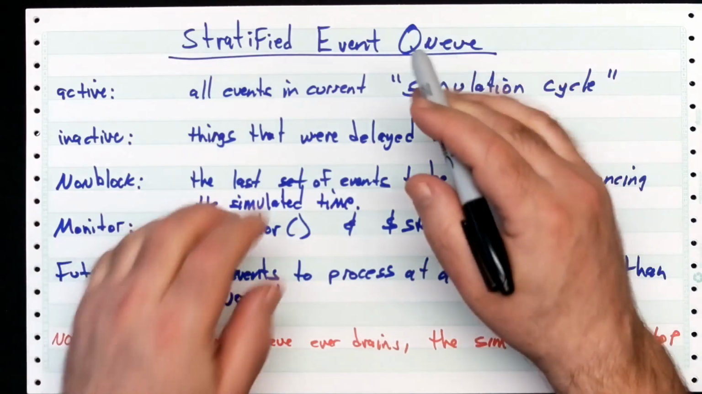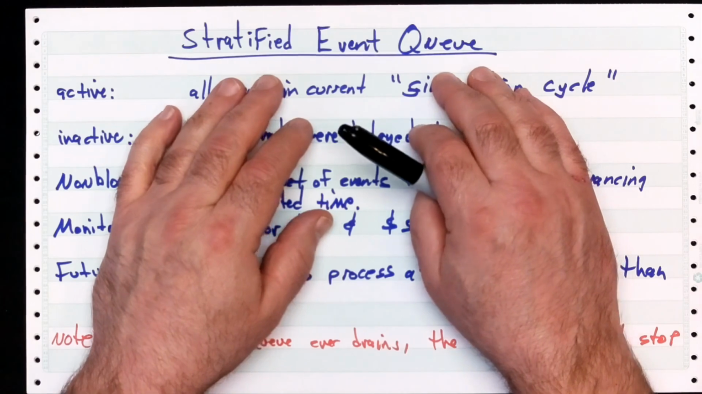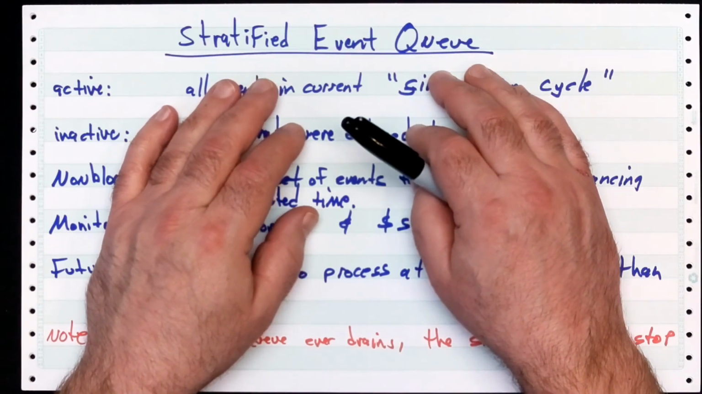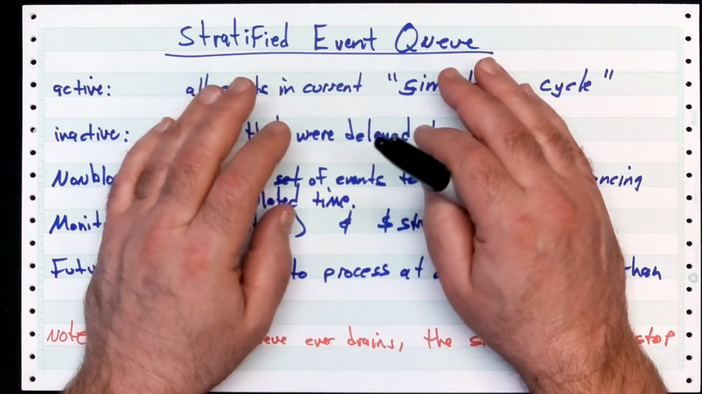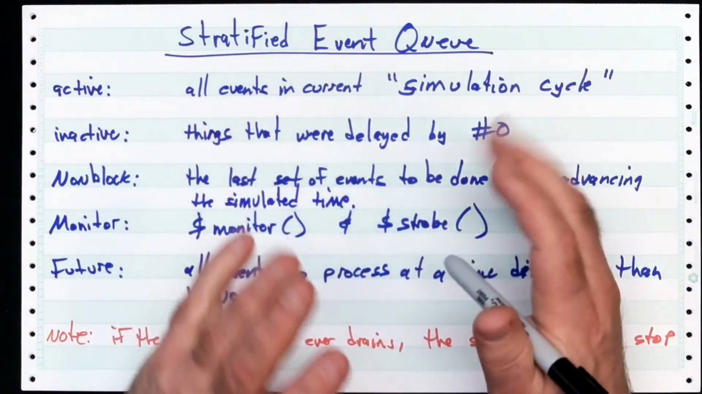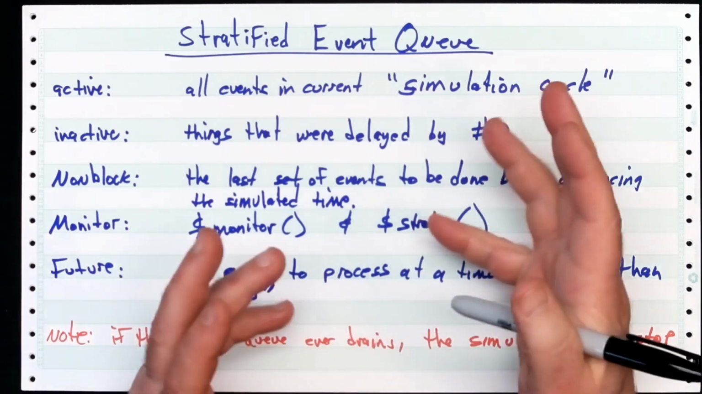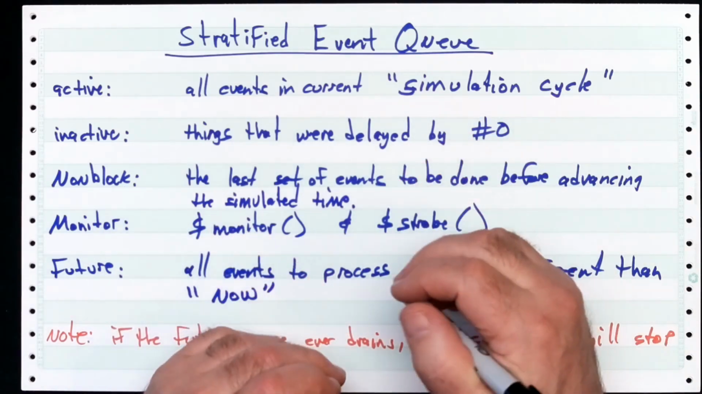First, let me make it very clear that the stratified event queue is only something that applies to simulation of Verilog code. Okay, so this is how we are going to test and debug our code. When it comes to synthesis, it's a different story. We'll get more into the details of that later on. It turns out there's less to do with synthesis.